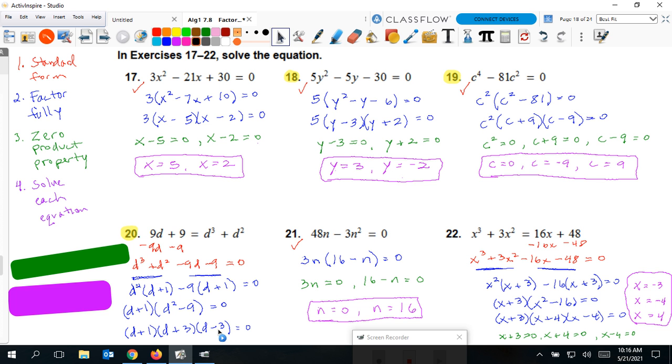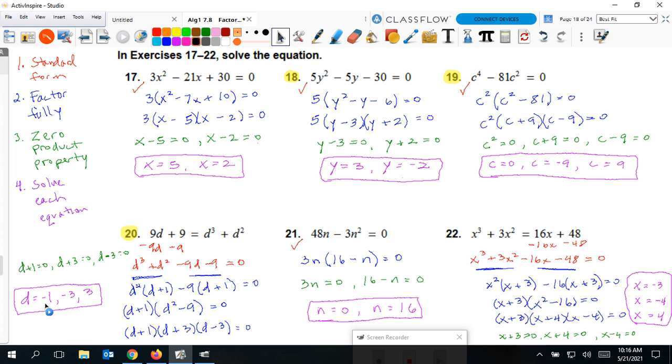And so now we can set each factor equal to 0. I put that over here with the zero product property. D plus 1 equals 0, d plus 3 equals 0, d minus 3 equaling 0. So you're going to subtract 1, and then you're going to subtract 3, and then you're going to add 3. So your 3 answers for this one, d is going to equal negative 1, negative 3, and a positive 3.